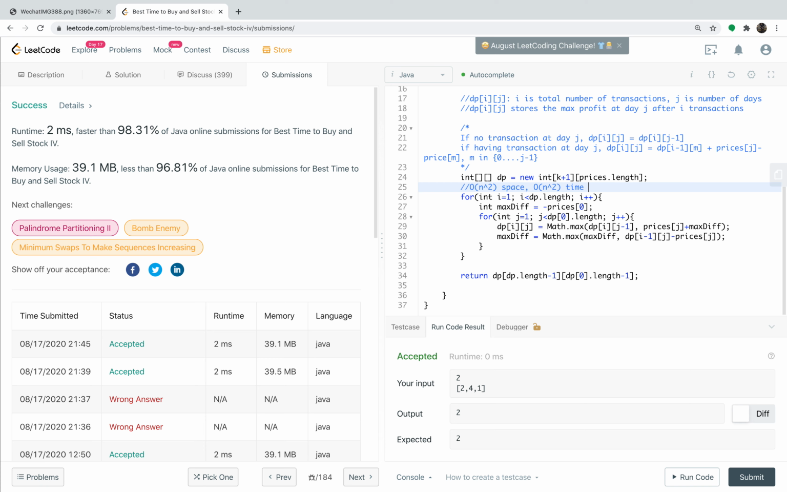So those are the two methods to solve this question, but I think the first answer I used is the easiest one. So that's all for today.